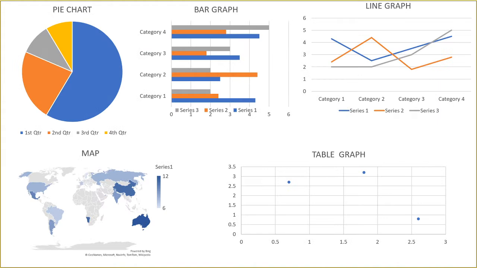So these are the basic types of task 1. We have pie chart, bar graph, line graph, map, and table. These are the graphs that you are going to do in task 1.